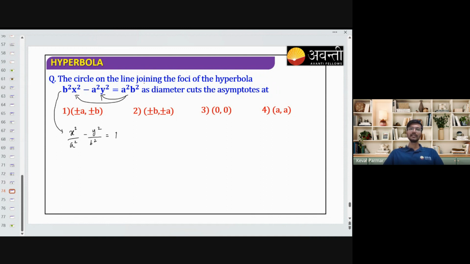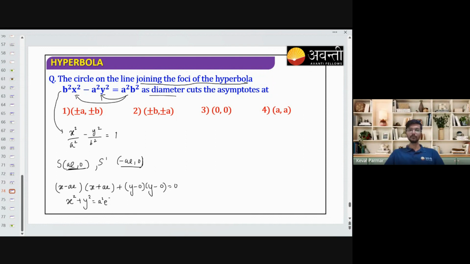The circle on the line joining the foci of the hyperbola is a diameter. That means, what are the foci of the hyperbola? S is a comma 0 and S dash is minus a comma 0. So these will act as endpoints of the diameter. So how to get the equation of a circle from endpoints of a diameter? It is x minus x1 into x minus x2, where this is x1 y1 and this is x2 y2, plus y minus y1 into y minus y2 equals 0. So I'll get x square plus y square equals a square e square. This is the equation of the circle.